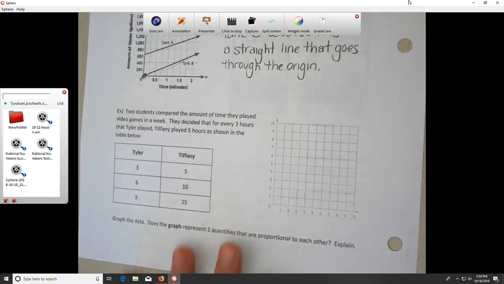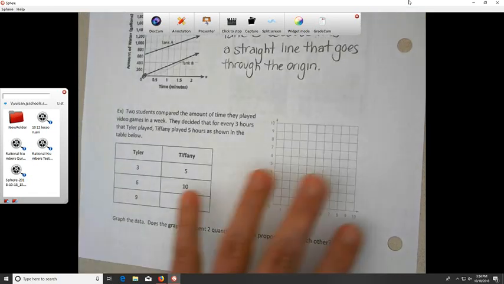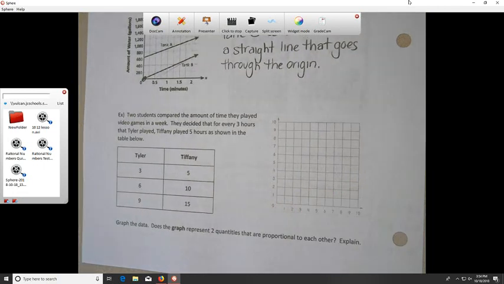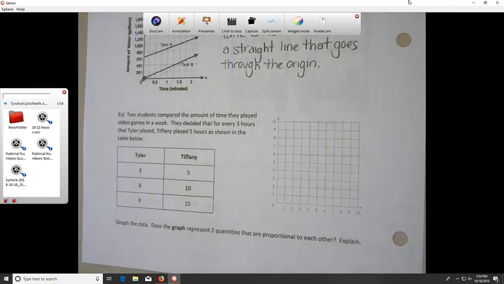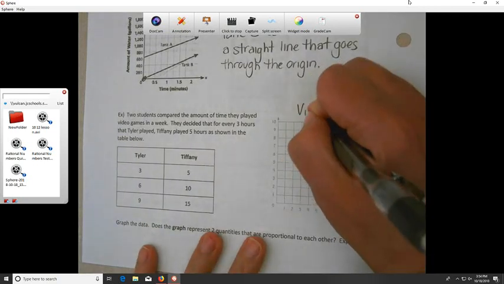All right, and my last question here. For this one, we're actually going to graph it and then talk about whether it's proportional or not. So it says two students compared the amount of time they played video games in a week. They decided that for every 3 hours that Tyler played, Tiffany played 5 hours, as shown in the table below. So first, graph the data. So when I go to make my graph, I'm going to put a title on here that is anything that has to do with the question. So this is talking about video games, so I'll just call it video games.